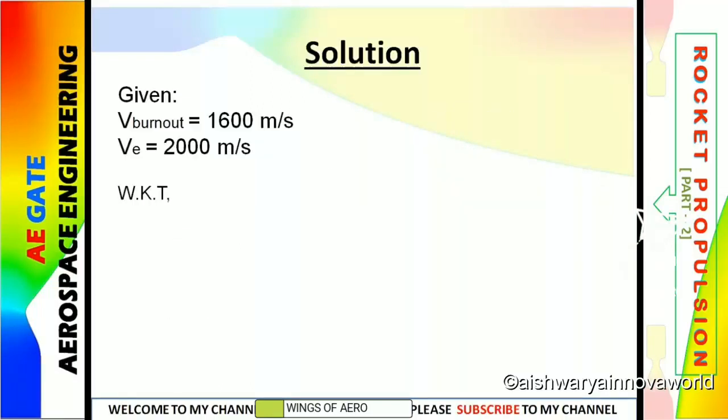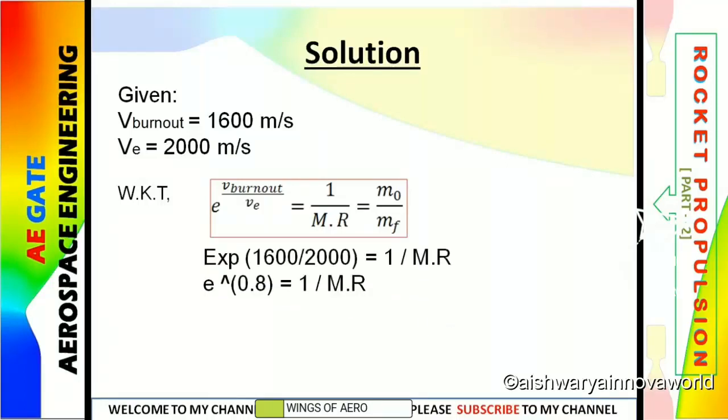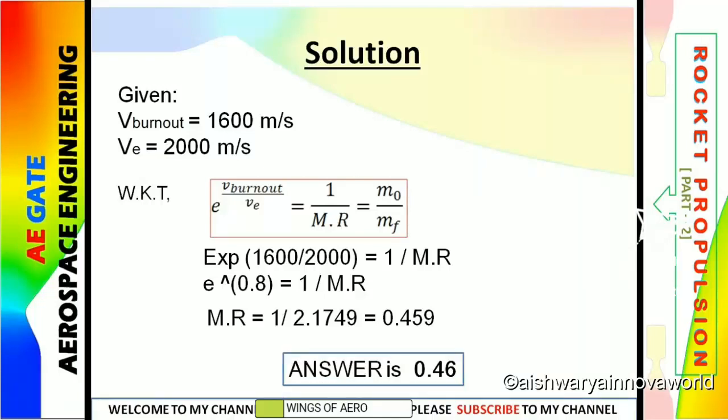So here comes the given data, and let's recall this formula. This formula we have already checked, and there's not much to do in it. You know this formula, substitute the values in this equation, and you get the value of MR. MR is around 0.459. So that is our required answer. I have written 0.46 because they have asked for 2 decimal places. So make sure of this.